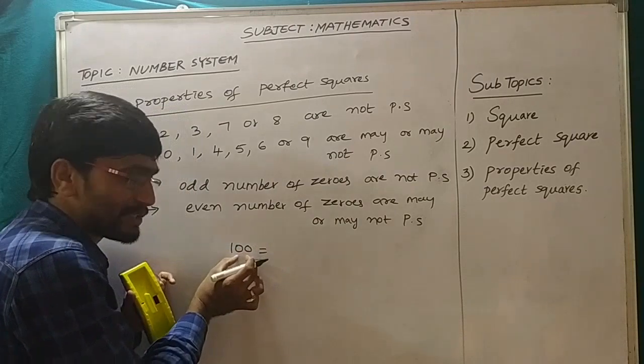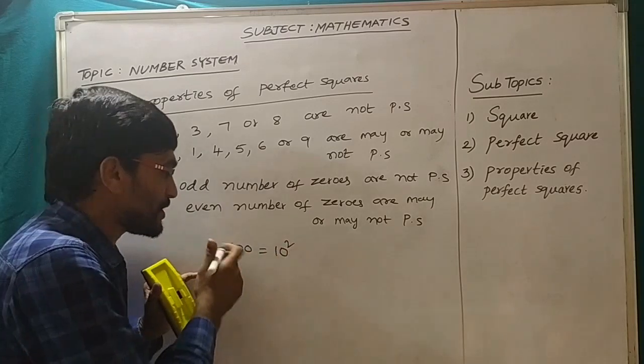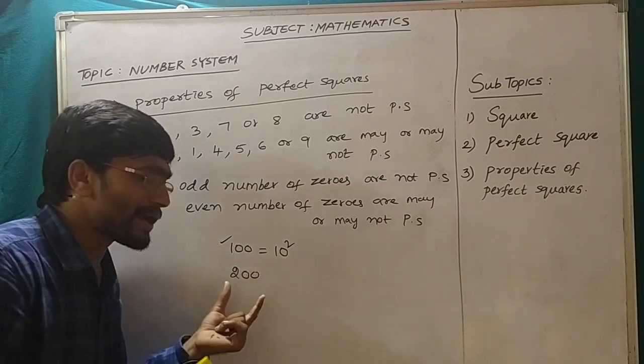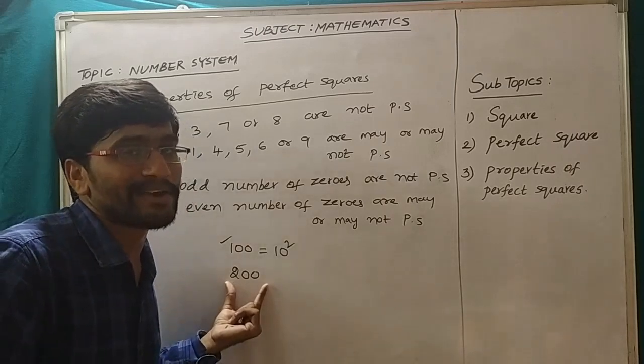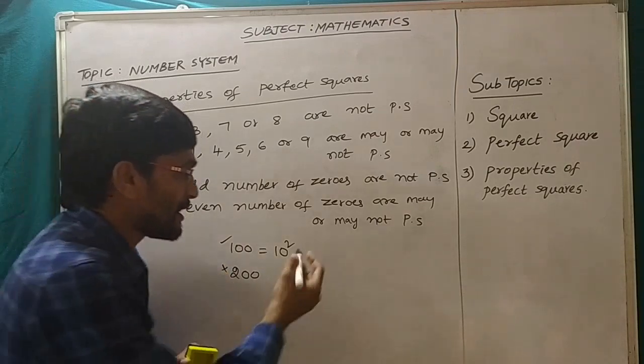Here it ends with 2 zeros. 100 can be written as 10 square because 10 into 10 is 100. So here it is a perfect square. 200 also ends with 2 zeros, but is it a perfect square? No, because it cannot be expressed as the square of any other natural number. So it is not a perfect square.